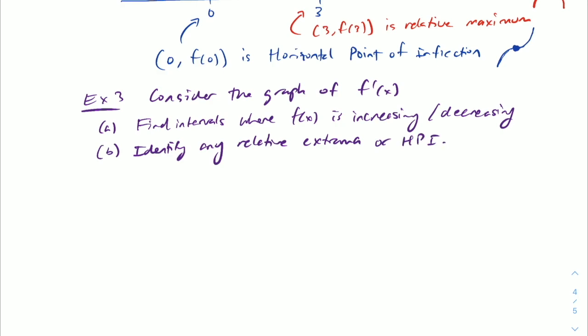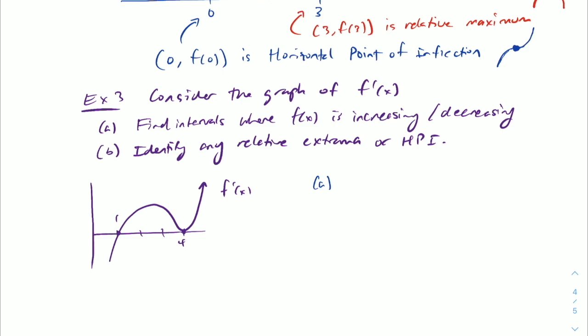All right, so here's the graph of the derivative. Note, this is the derivative, not the function itself. The derivative goes up, comes down, and then goes back up. Okay, so let's do part A. We want to find the intervals where the function f of x is increasing. So f of x is increasing where the derivative is positive.